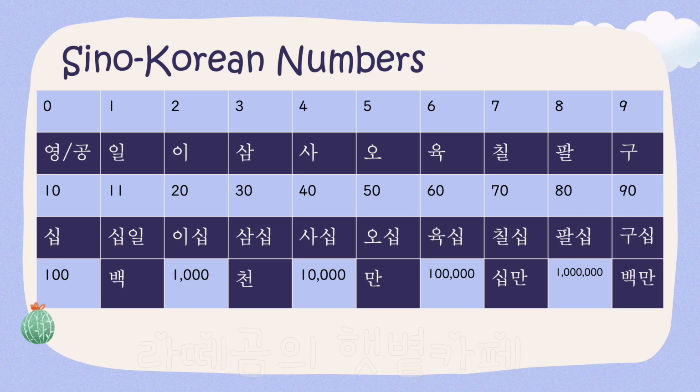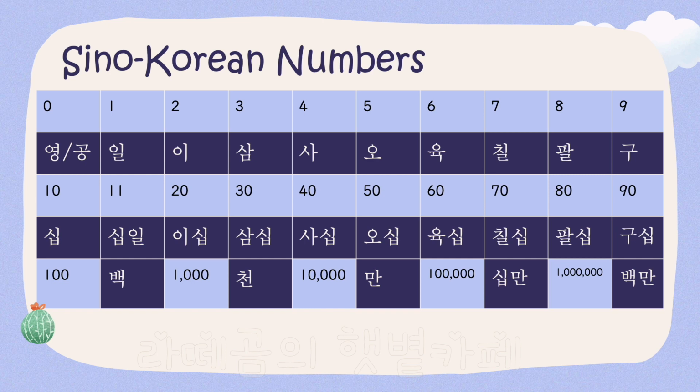If we look at number 11, it is just the combination of the numbers that we just went over. So it is 십일, 십 is 10, and 일 is 1. So 11 is just 10 and 1. We're going to continue using this formula for all the numbers up to 100. So 20 is 이십, 이 as in 2, 십 as in 10.